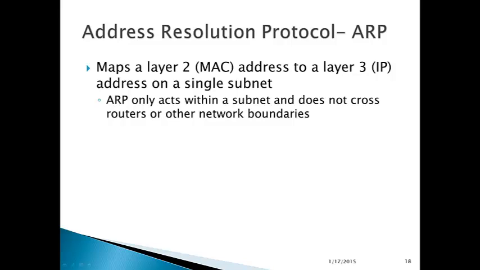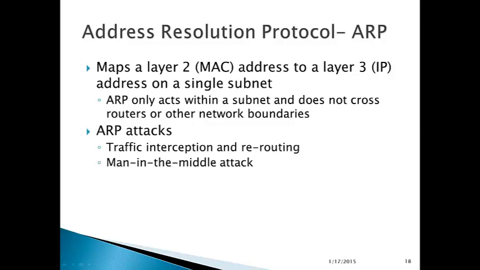ARP only acts within a subnet. It doesn't cross routers or other network boundaries. So it's an extremely local sort of name lookup. Attacks can involve traffic interception and rerouting. You can send traffic elsewhere by faking ARP replies, and you can perform a man-in-the-middle attack.